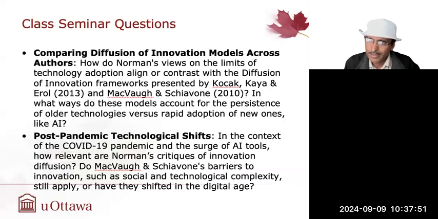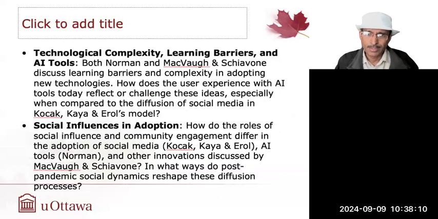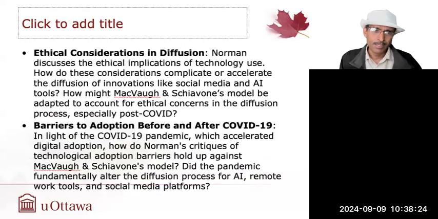Maybe we can discuss further in the class, comparing diffusion of innovation models across different authors in the 3 articles, and the post-pandemic technological shift, and then we can try to bring this diffusion of innovation idea into this post-pandemic context. And we can discuss technological complexity, learning barriers, and AI tools, so that we are bringing diffusion of innovation into the AI tools context, and social influence in adoption, how it works. We can discuss that.